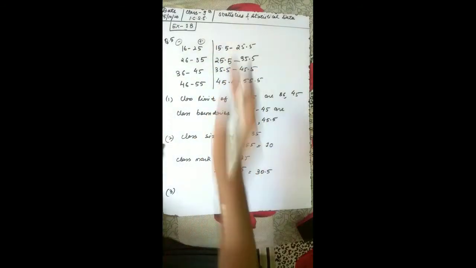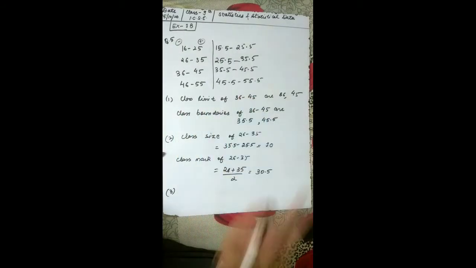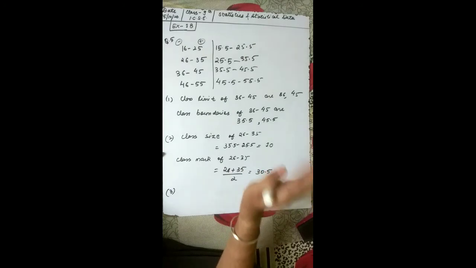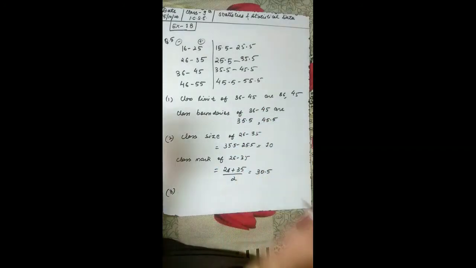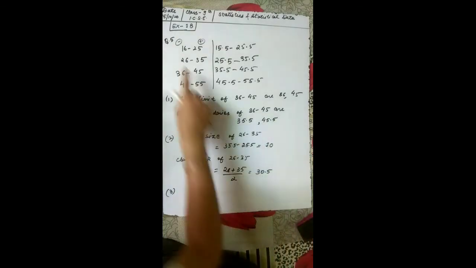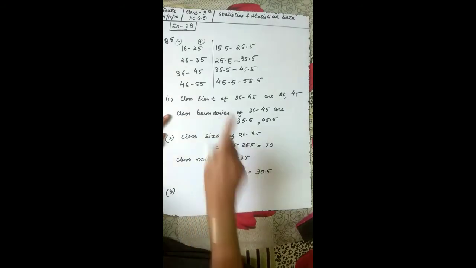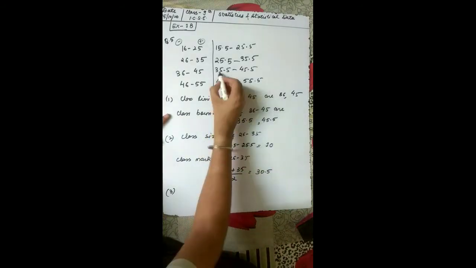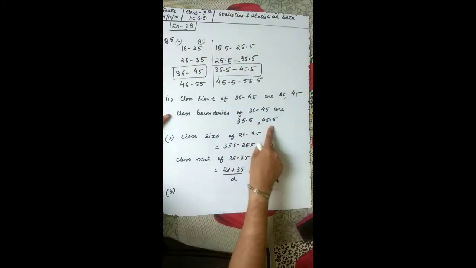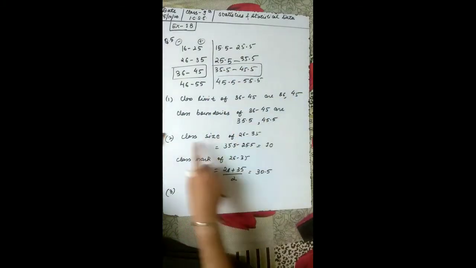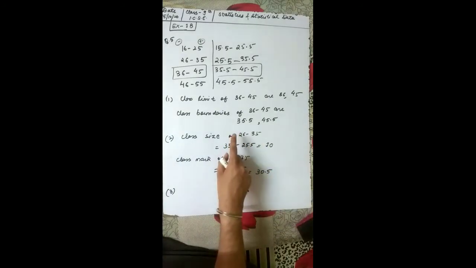Now it would be very easy for us to do the things. Class limit of 36 to 45 will be the same, 36 to 45, because we only have to see the class limits. Class boundaries will be different. Now your boundaries for this 36 to 45 will be 35.5 to 45.5. What will be the class size?